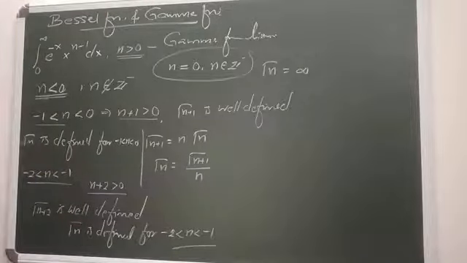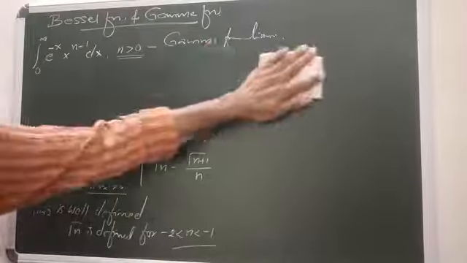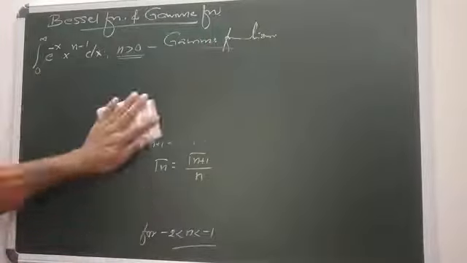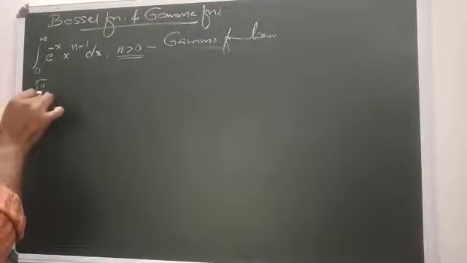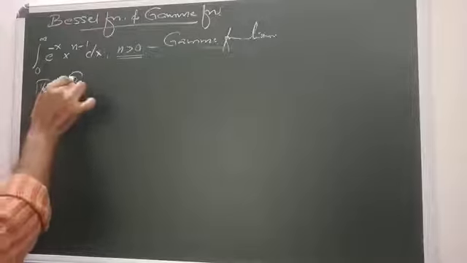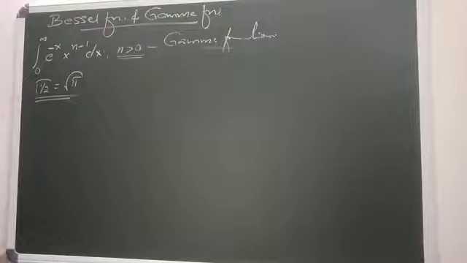Now we are going to an important result, the value of gamma of half. Gamma of half equals root pi. This is another important result. How to prove this one?